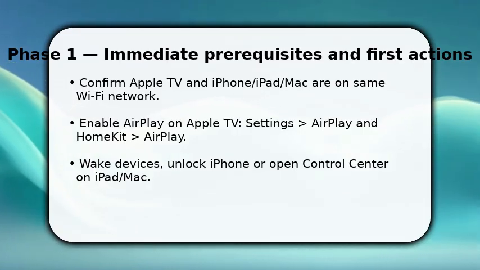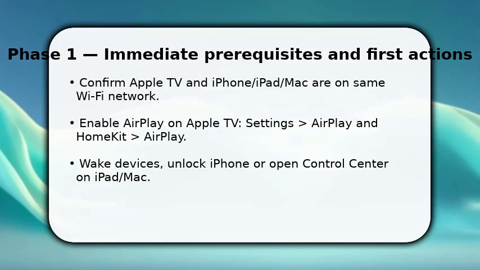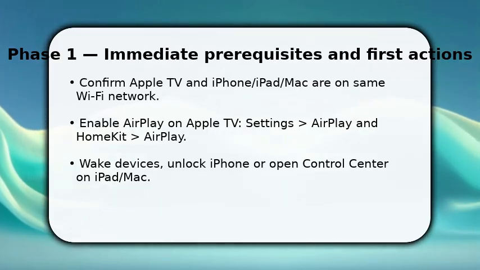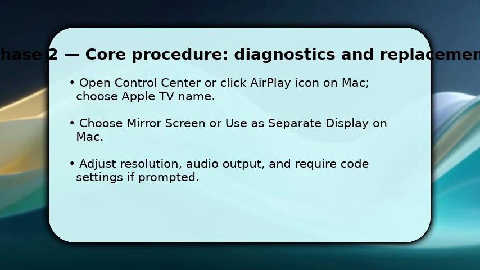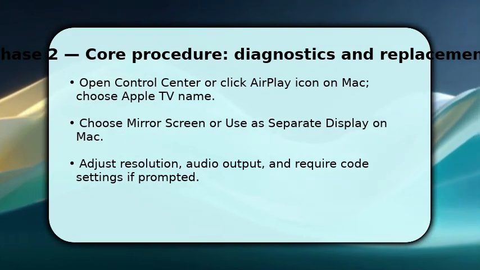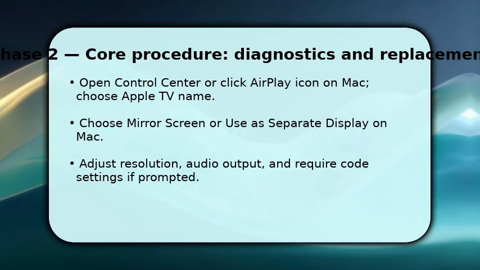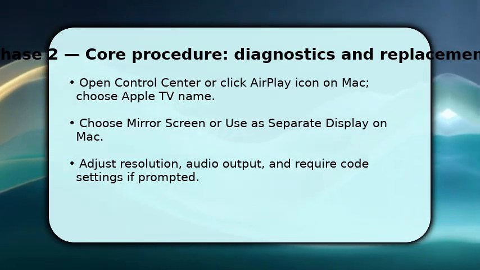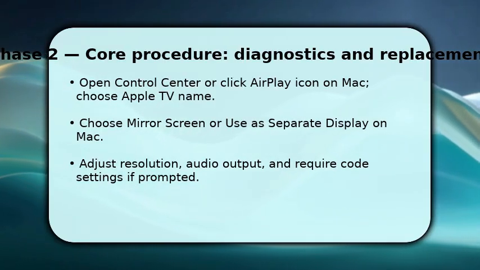Once done, open Control Center on iPhone/iPad or look for the AirPlay icon in the menu bar on Mac to start selecting your Apple TV. You'll now choose the Apple TV from the device list so the stream can begin. On iPhone or iPad, pick Screen Mirroring and tap your Apple TV name. On Mac, select AirPlay in the menu bar and choose Mirror or Use as separate display.